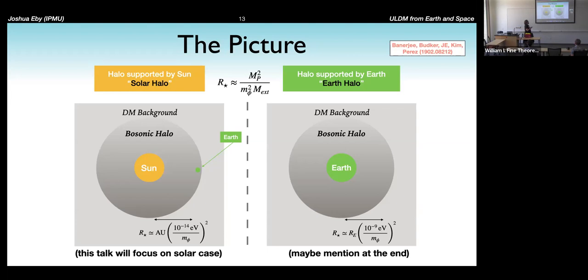And similarly, if you wanted to look for a bound halo around the Earth, if you want the typical radius to be about the Earth radius, the mass you're interested in is about a nano eV, and you can go a few orders of magnitude larger than that before you start to run into other planets or the sun or something. So in this talk, I'll focus on the solar case because that's where most of the work has been done. But if you're interested and there's time, I'll talk about what happens to the Earth.